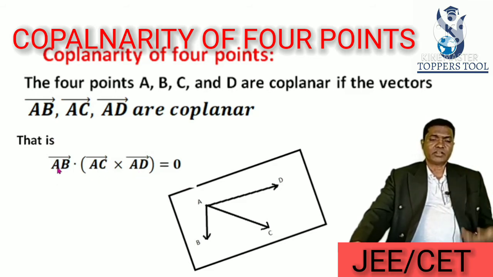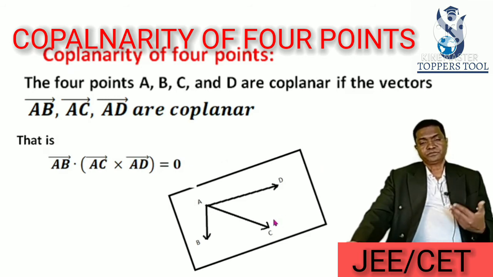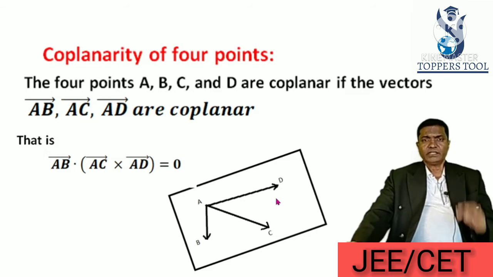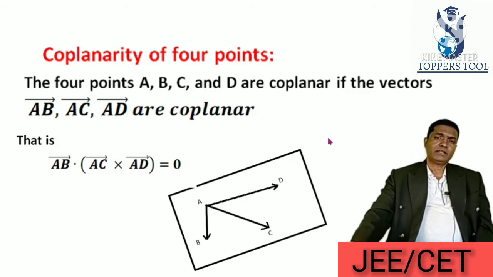Only A is not necessary. Instead of A you can take any other vertex. You can take BA, BC, BD, or CA, CB, CD, or DA, DB, DC. The first point, or first vertex, must be the same in all these three vectors. Taking care of this, you can check whether any given 4 points are coplanar or not. So let's have an example on this.